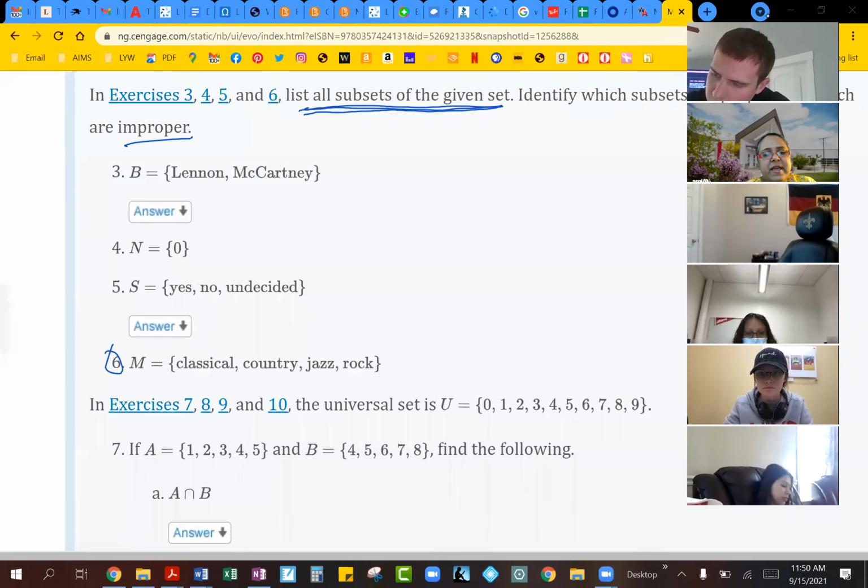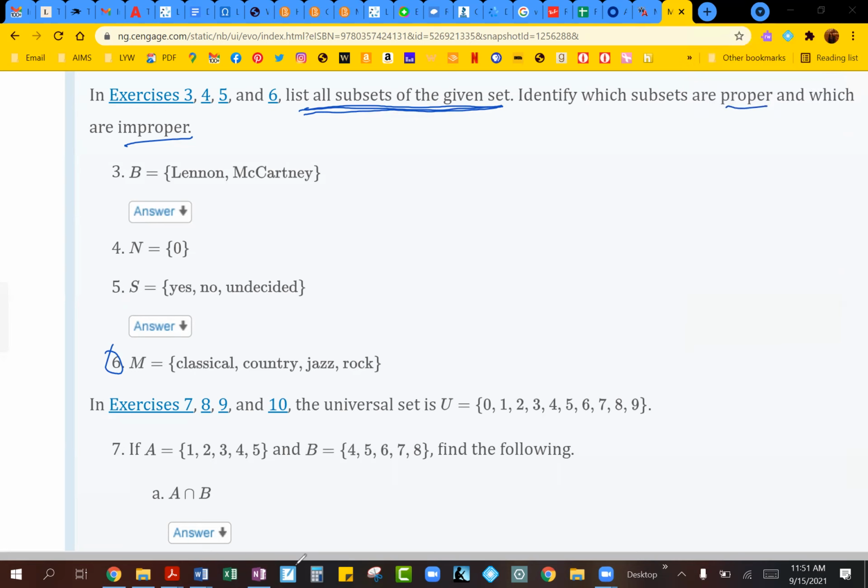So we're trying to create subsets. You can see it's a music category. They've got classical, country, jazz, and rock, and you're trying to create subsets from them. Take a minute, think about it. Let me see what your answers come out to be, and then we'll discuss if you were on the right path or not. Have your answers ready. Don't send it just yet.